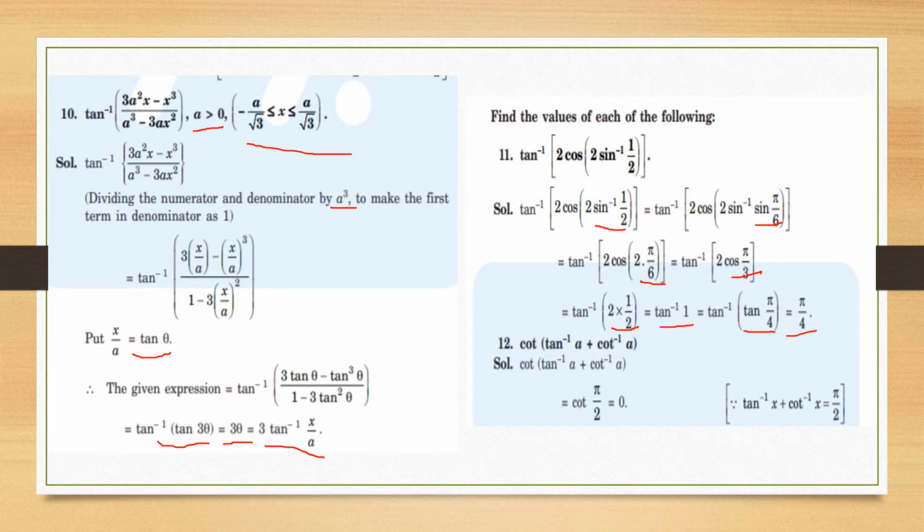Number 12 is cot of tan inverse x plus cot inverse x. Now we know by the identity that tan inverse x plus cot inverse x is 90. So it becomes cot 90, which is 0.